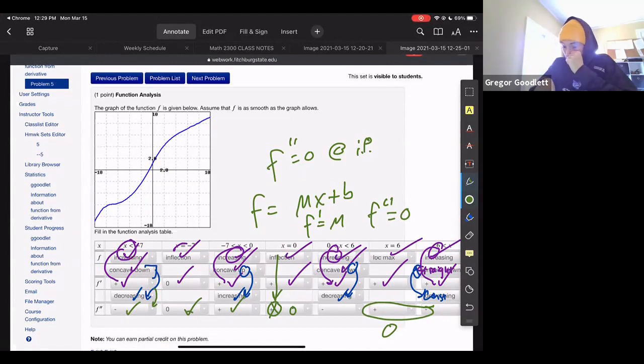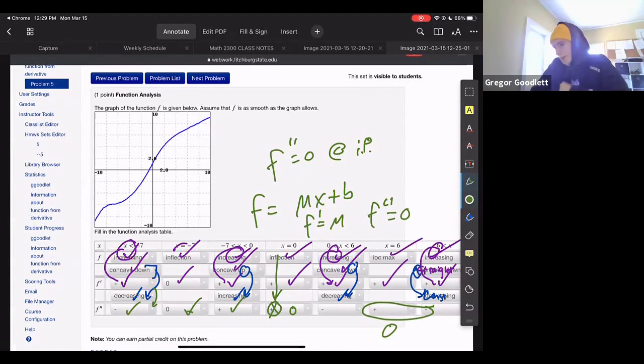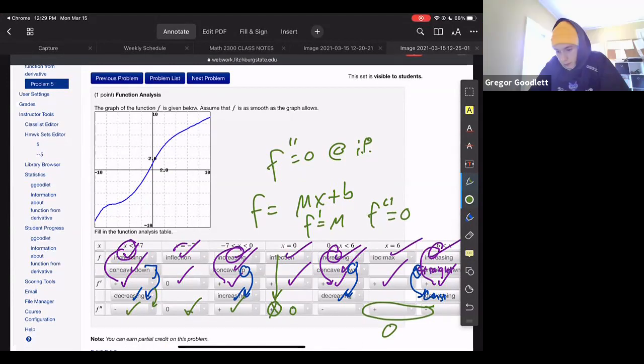Okay, and those are also critical points? The second derivative? Critical points only come from the first derivative being 0, or discontinuities. But generally, we think about them more as being the first derivative being 0. Okay. I get that. Thank you.